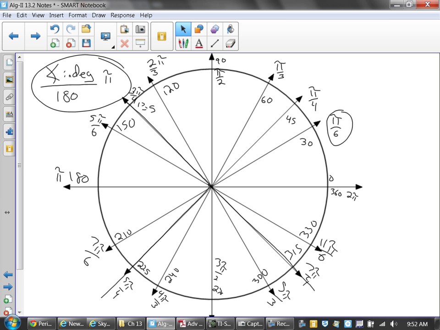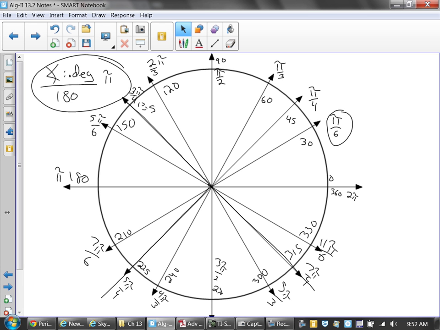3/6 is 1/2. What'll happen over time, if you remember it, is every time you're going up 30 degrees, you're going up 1/6. So it's 6, sorry. Okay. Not so scary, is it? It's 3 pi over 2.